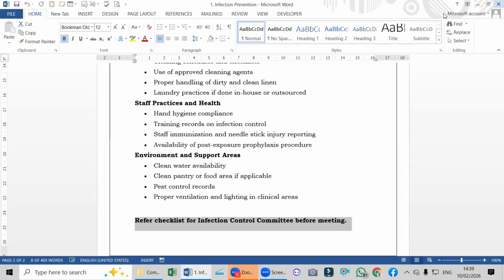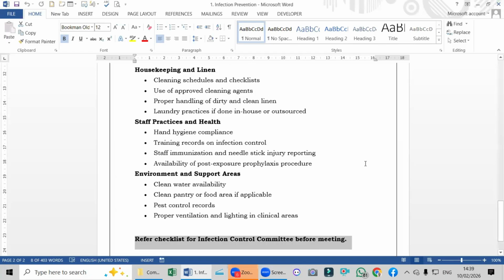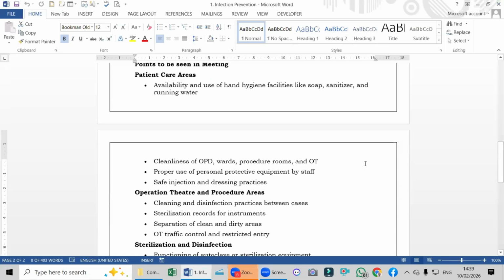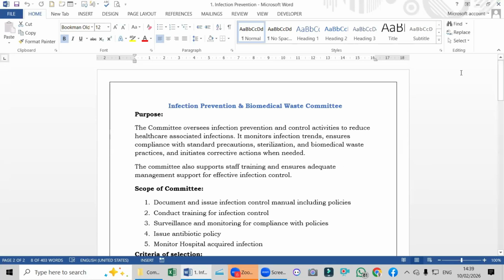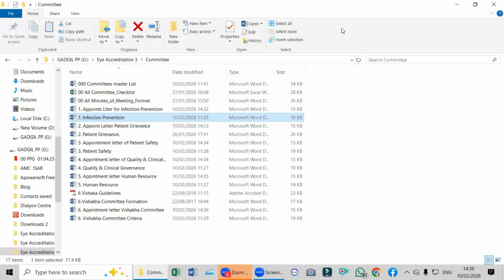But this is a guideline, because this is the first time. At entry level we also had committees, but nobody bothered about these committee meetings. In the full standard, people are going to focus and look at the minutes of meetings, and interview people also. Okay. Now, the balance are the same committees.